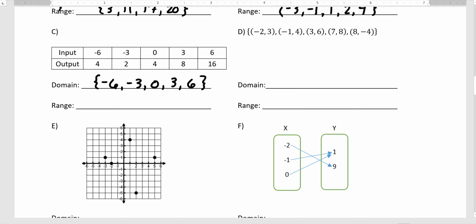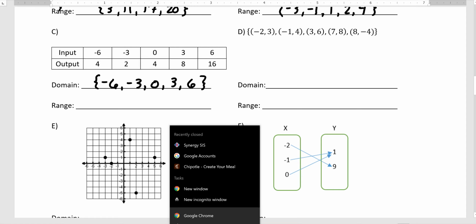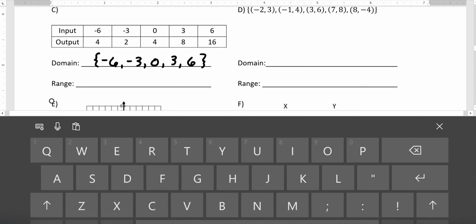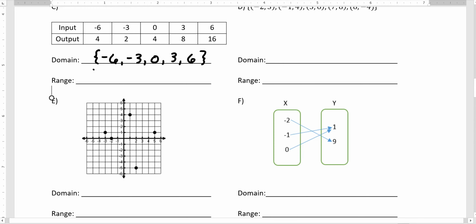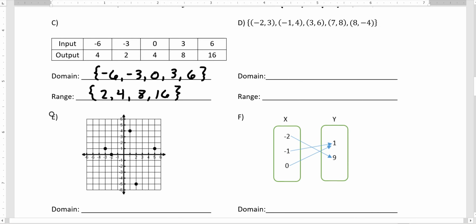So question, do you think I need to list the 4 twice? Answer, no, I do not need to list the 4 twice. I only need to say, all right, so this would be 2, 4, 8, 16. And those are the possible outputs. My range, remember, is just the set of possible outputs, 2, 4, 8, and 16. So notice my domain actually has more values than my range. That's totally okay. Now if it was the opposite, the domain having fewer values than the range, that'd be something we need to be concerned about, because then it probably wouldn't be a function.